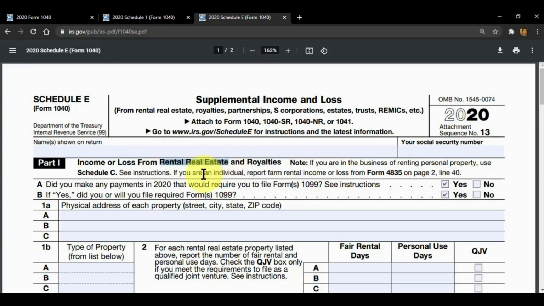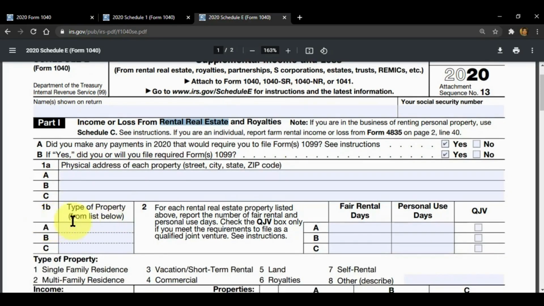So this Schedule E allows you to report here 3 properties, A, B, and C. And if you have more than 3, you would have to use other Schedule Es or an attachment to your tax return. So you'll fill in here the location of the real property, the address. And here in line 1B, the type of property using the code numbers down here. So the first 3 are for residences.